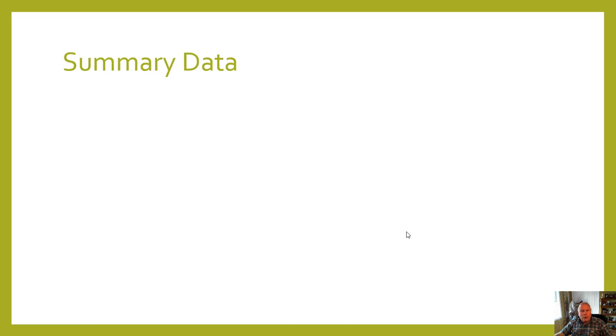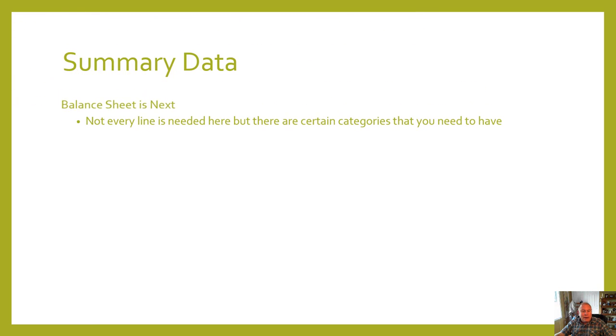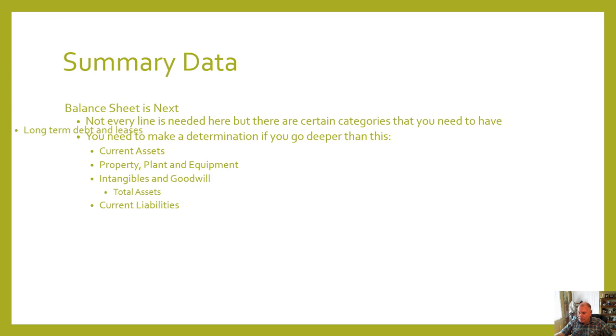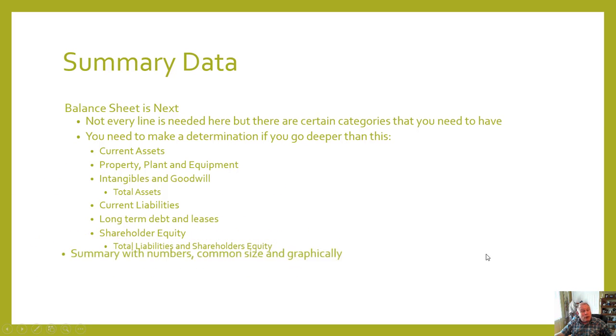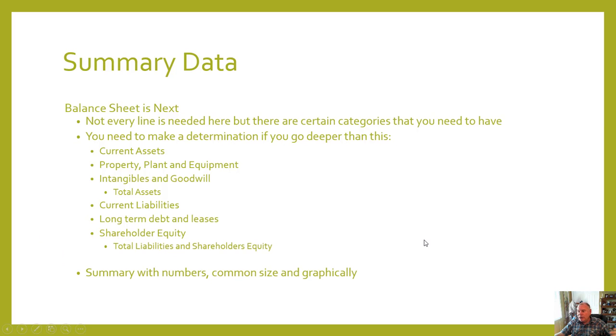So when we keep going with summary data, the balance sheet data is next. Again, not all information is needed. There's certain categories you probably need to have, but I would suggest this is what you would look at: current assets, property, plant, and equipment, intangibles and goodwill, total current liabilities, long-term debt, shareholder equity. Now, this is going to depend on the company you're looking at. If you feel there's a need to break it down further, that's fine. Okay? So it becomes a summary with numbers, common size again, and graphically.